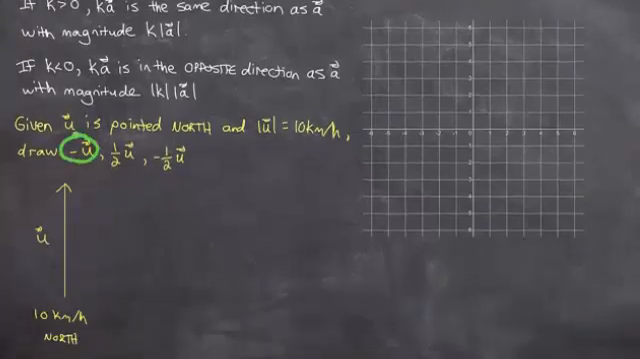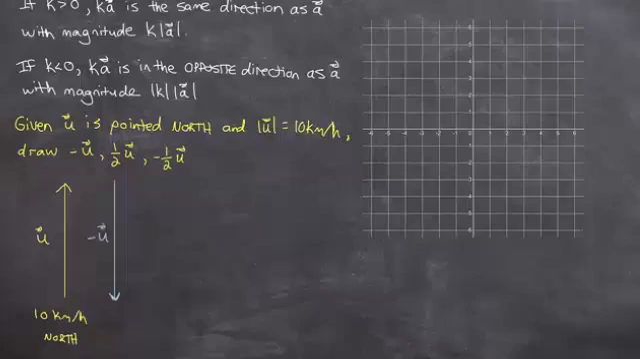If I want to draw a negative vector u, that meets the criteria of the scalar being less than 0. Our scalar multiple this time is negative 1. So negative u is going to be in the opposite direction as vector u, and its magnitude is equal to the absolute value of k, well the absolute value of negative 1 is 1, times the magnitude of a. So its magnitude is just being multiplied by 1, so the magnitude is not changing, but it will be going in the opposite direction. So this is the negative of vector u. It's 10 kilometers an hour south.